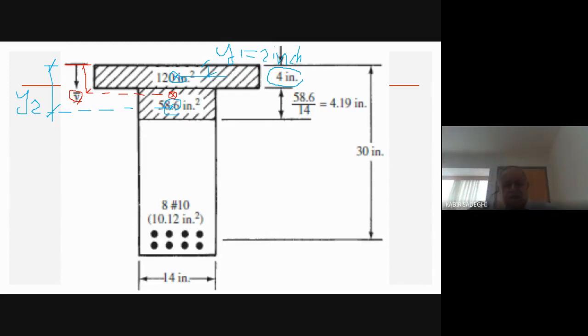And the area of this part, I call that A1.